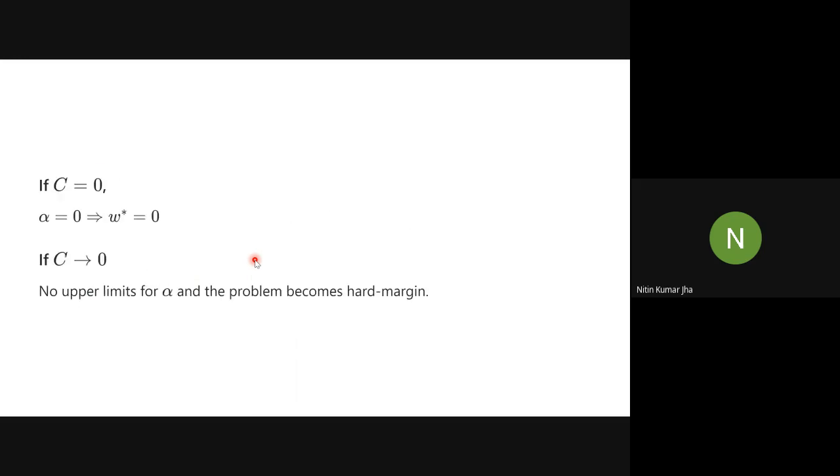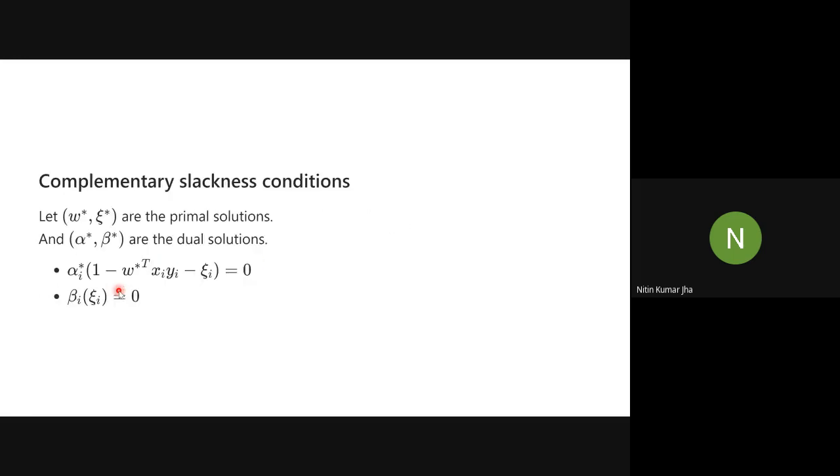Okay, if not, we can move to the different cases. Before that, there are the complementary slackness conditions, again the same. The constraint times the variable must be 0. So alpha star times the first constraint equals 0, and for the second constraint, beta_i times xi_i should be 0. So these are the two complementary slackness conditions in the case of the soft margin SVM problem.